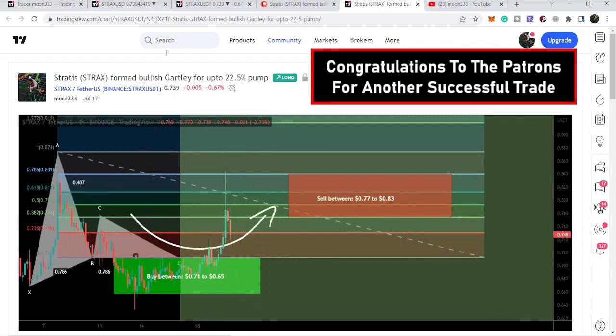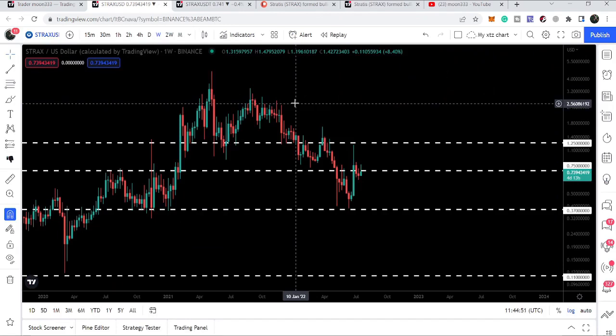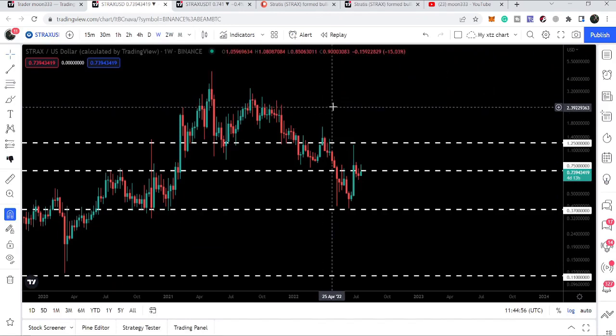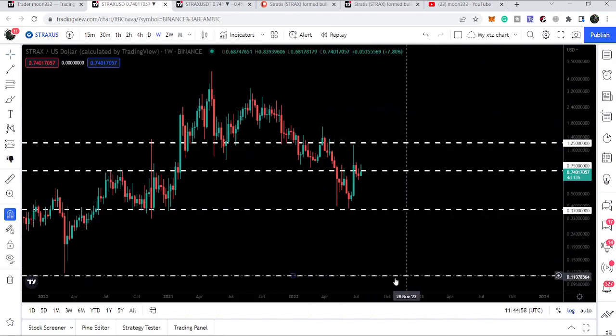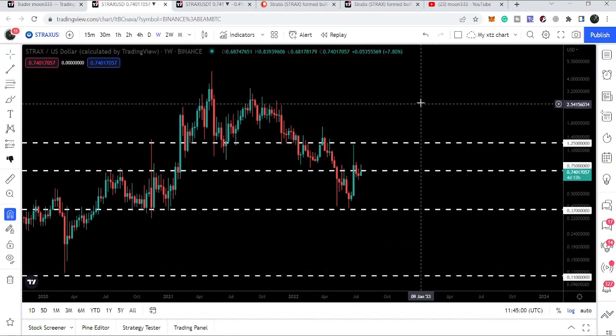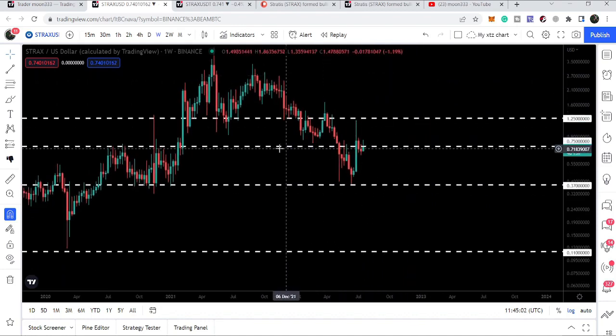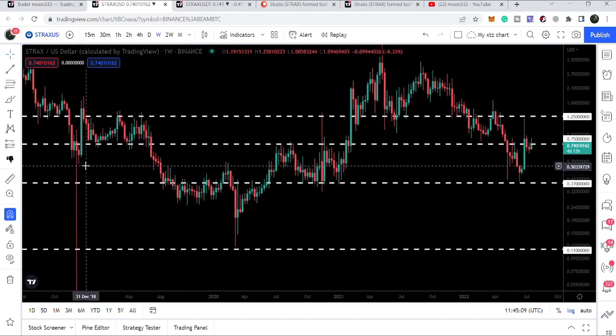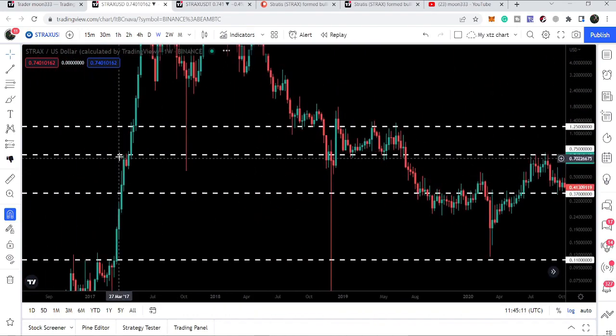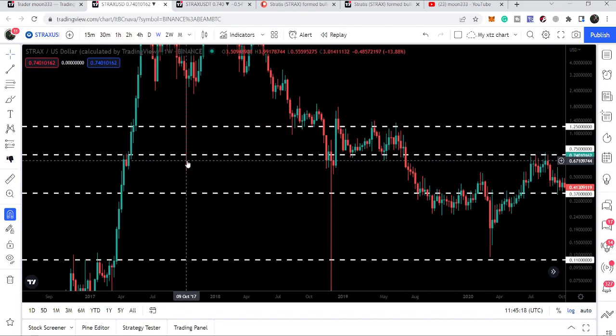And if we take a look at the live weekly time frame, then we can see that we have different significant and major long-term support and resistance levels that I have placed here on this chart. And you can see right now STRAX is struggling to break out this resistance that we have at 75 cents. And this level has been working as a resistance here on this weekly time frame back in April 2017. And here it was working as a support in October 2017.